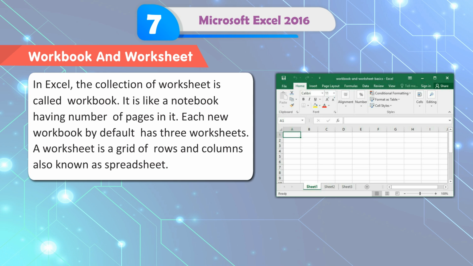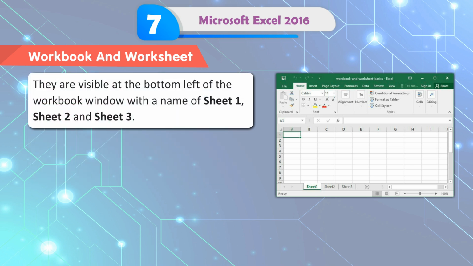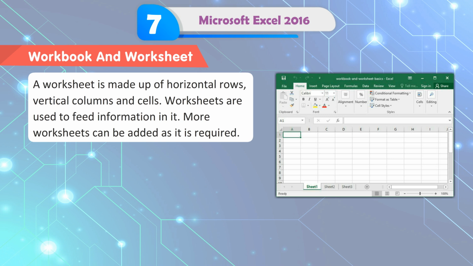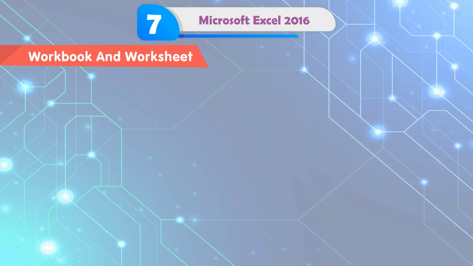Each new workbook by default has 3 worksheets. A worksheet is a grid of rows and columns, also known as a spreadsheet. They are visible at the bottom left of the workbook window with the names Sheet 1, Sheet 2 and Sheet 3. A worksheet is made up of horizontal rows, vertical columns and cells. Worksheets are used to feed information in it. More worksheets can be added as required.